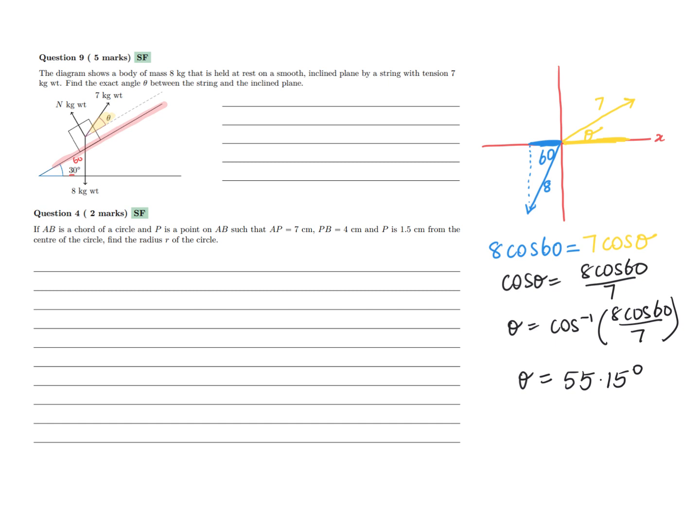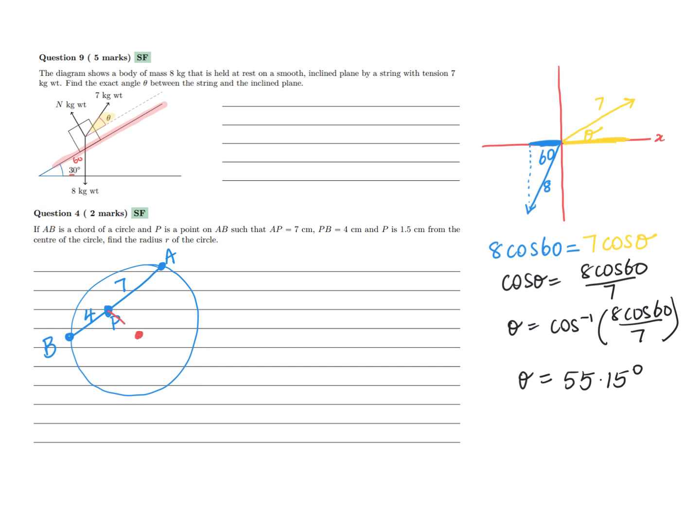Okay, next one. AB is a chord of a circle. Well, let's just draw a picture. So here's our chord AB. And P is a point on a circle such that, there we are, AP is 7 and PB is 4. There we are. And P is 1.5 centimetres from the centre. So here's the centre of the circle.